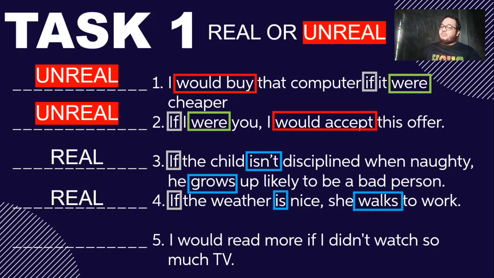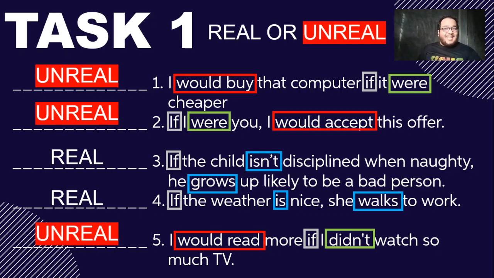How about number five? I would read more if I didn't watch so much TV. We have if here, then didn't, the contracted did and not. Did is the past tense of do. So this is a past tense. And we see would read. So this is correct. This is unreal. Okay? May I know if you got a perfect five score? Comment on the comment section here.